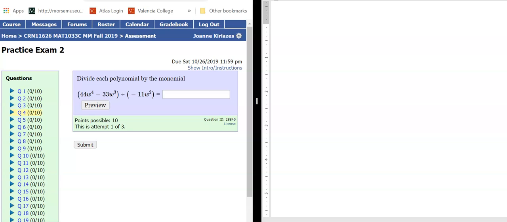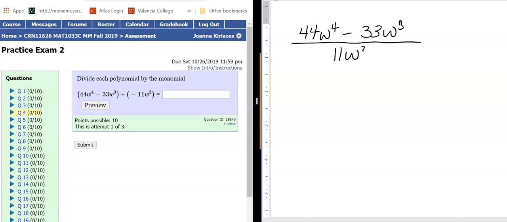Okay? Now, problem number 4. This is 2 terms divided by 1 term. Okay, so I would write it out from horizontally to vertically. Like that. Okay, so I have 1 term in the denominator, right? 1 term. So we're not going to do long division.